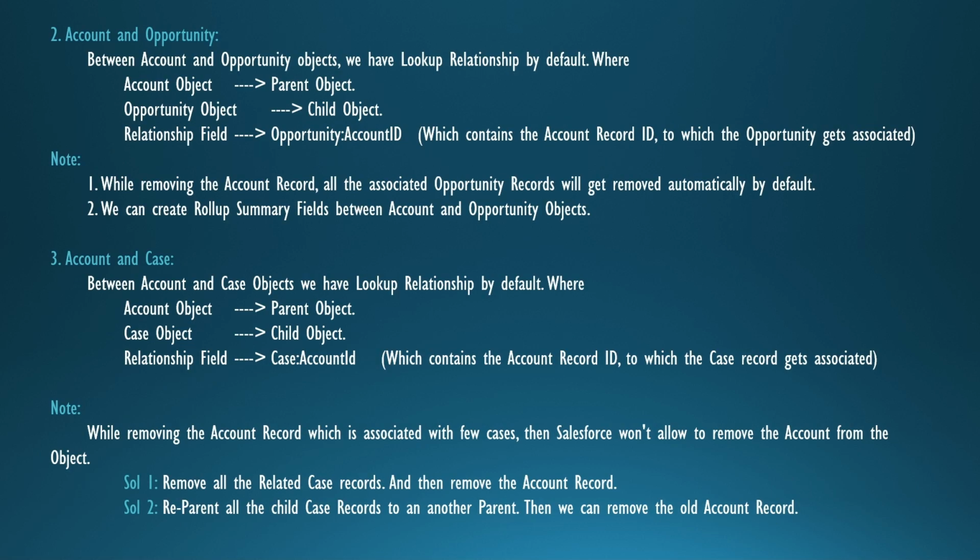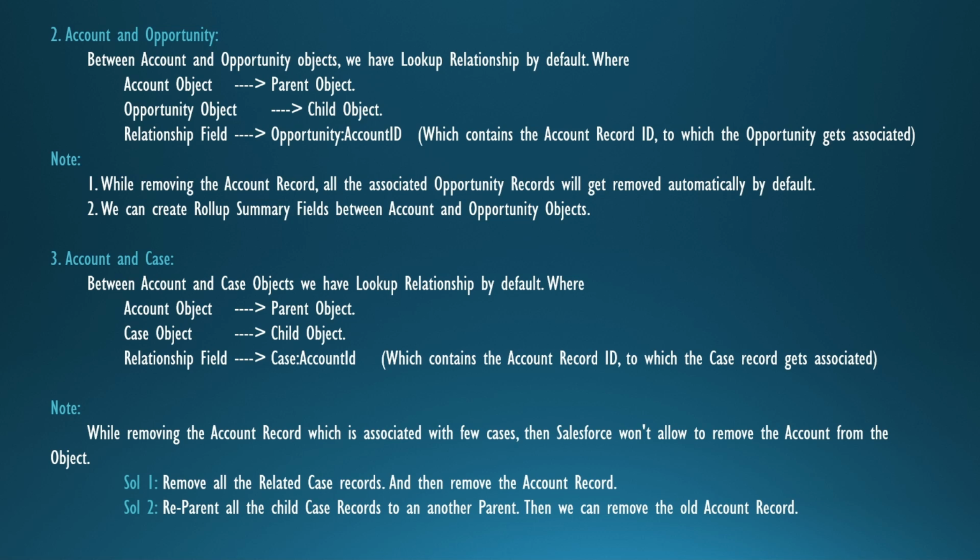We can break this additional behavior by using Apex triggers. 2. Account and opportunity. Between account and opportunity objects, we have lookup relationship by default, where account object is parent object and opportunity object is child object. Relationship field for opportunity is account ID, which contains the account record ID, to which the opportunity gets associated. Note: while removing the account record, all the associated opportunity records will get removed automatically by default. We can create rollup summary fields between account and opportunity objects.